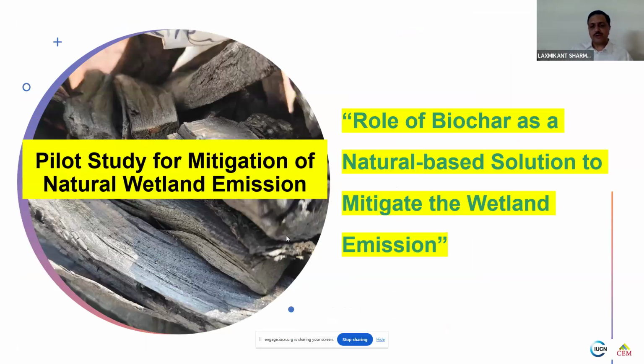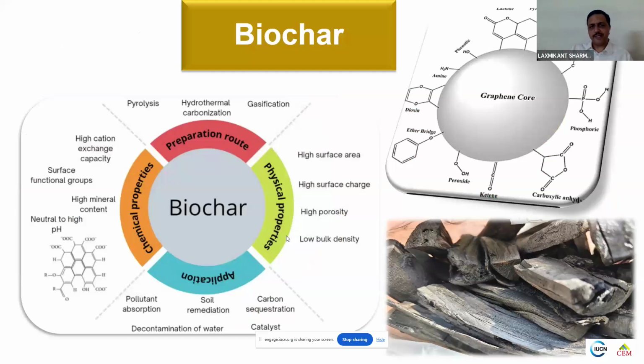So now the question is how we can tackle this type of situation, or how the study can be a nature-based solution. In the pilot study, for mitigation of natural wetland emissions, we have used biochar. So now the story comes toward biochar regulations and the role of biochar as a nature-based solution to mitigate wetland emissions. Another story we have created: why should we not use biochar to minimize the effect of methane emission, particularly in the teal carbon wetland ecosystem?